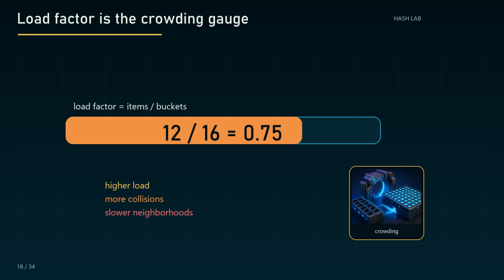The load factor is items divided by buckets. If 12 items share 16 buckets, the load factor is 0.75. As this number rises, collisions become more common. The table starts feeling less like a jump and more like a crowded search.